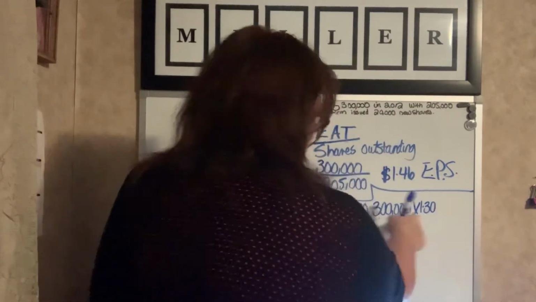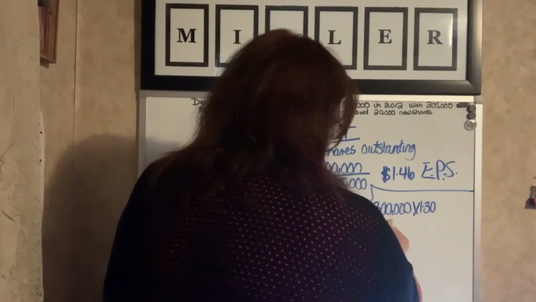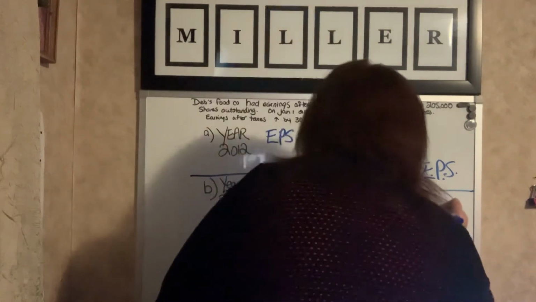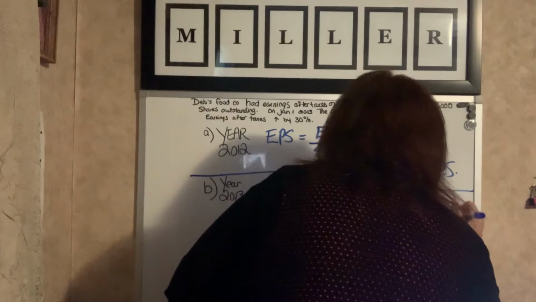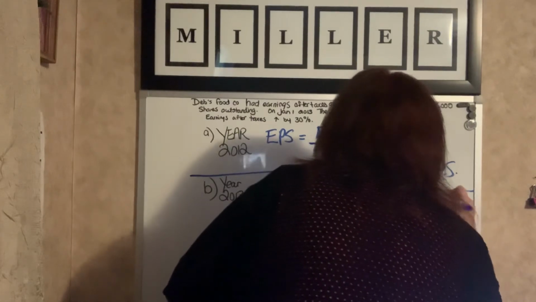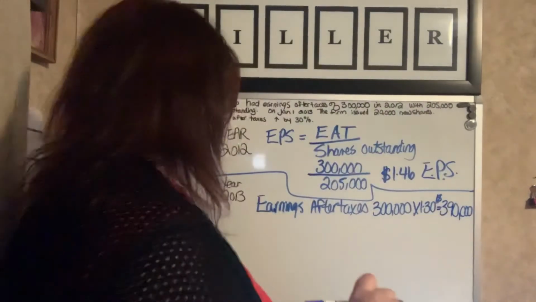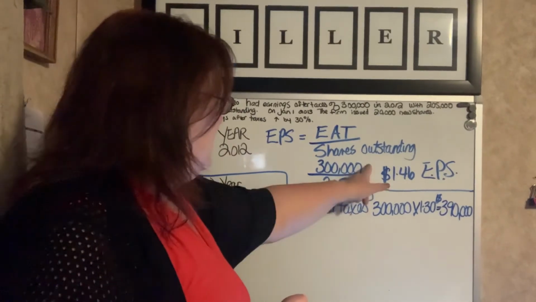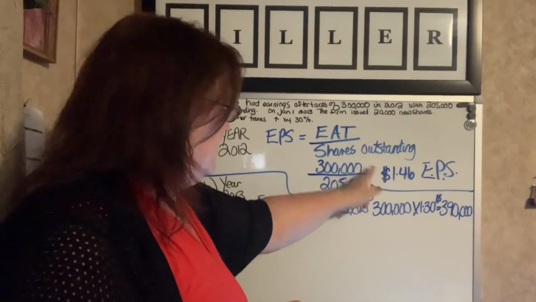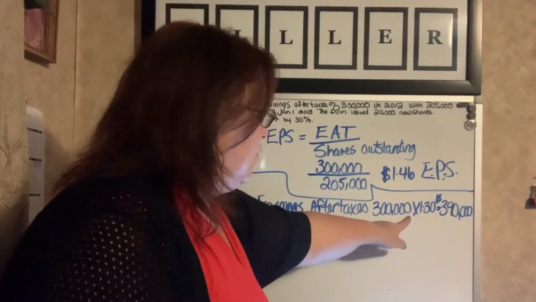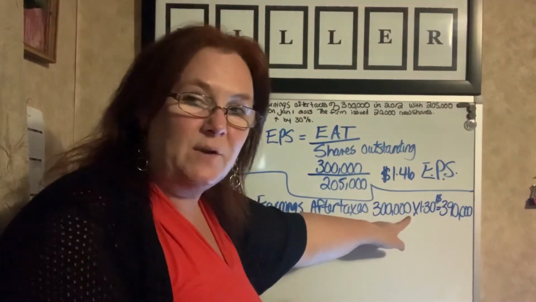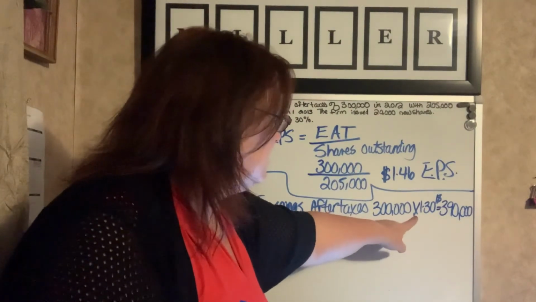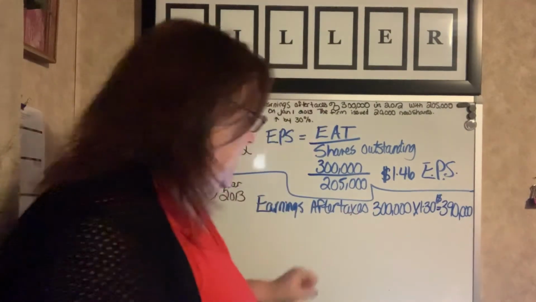We're taking this multiplied by the 30%. So it's 300,000 times 1.30, and that should get you $390,000. So just stick with me. Earnings after taxes is going to be, this is my earnings after taxes number. It's increased by 30%. 30% times itself, it's 1.30 equals 390,000.